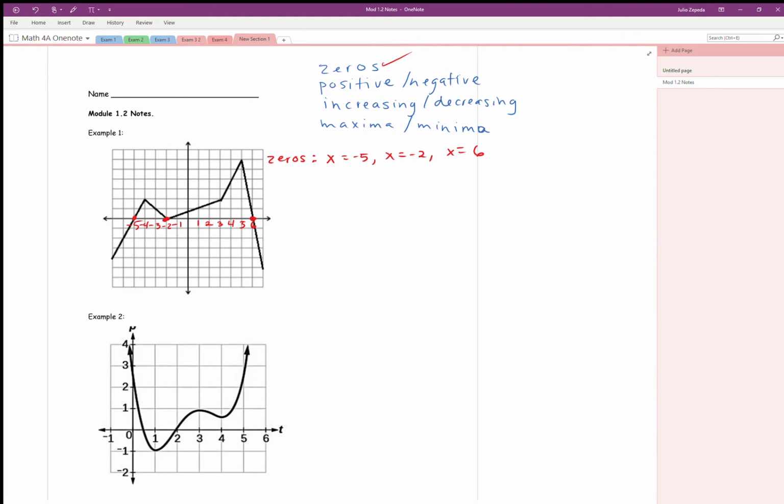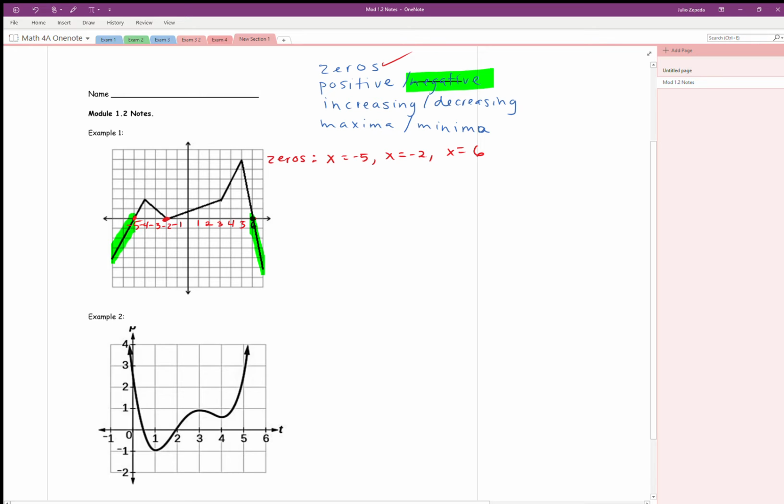Okay, now positive and negative, we're just looking at where is the graph negative, so that would be any points where it's below the x-axis, and then where is it positive, so anywhere where it's above the x-axis. Okay, so let's go ahead and start off with negative. I'm going to highlight that in green. So here negative would be like right here. That portion is on the negative side, and this part right here.